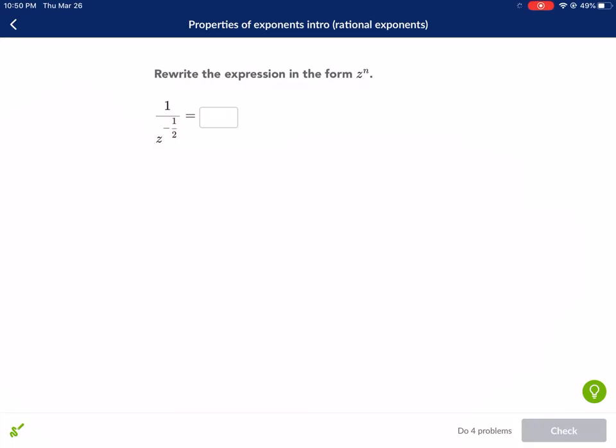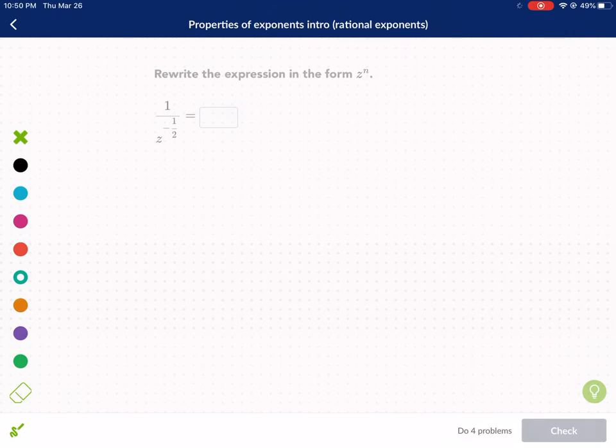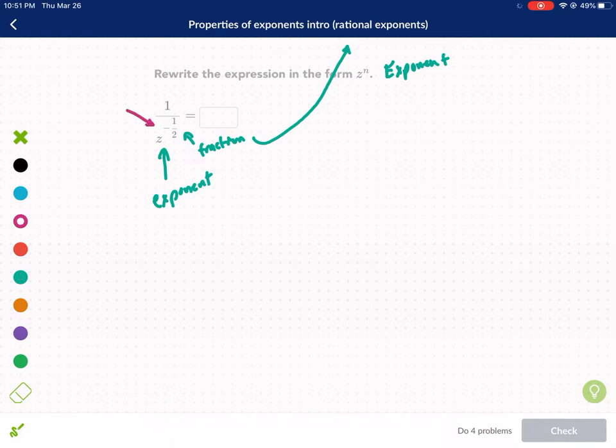It asks us to rewrite the expression in the form of z to the n. This is exponent form. As you can see here, this is also an exponent form, but the exponent is a fraction, which is also known as a rational exponent. Another key piece of information is that this is a negative exponent. Whenever possible, you want to get rid of negative exponents and rewrite them to be positive.